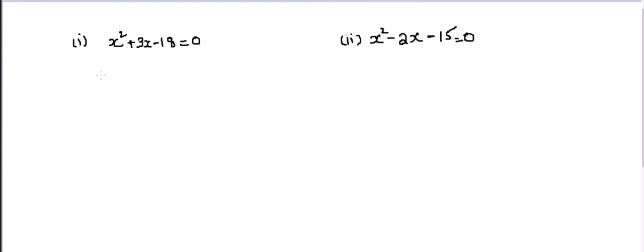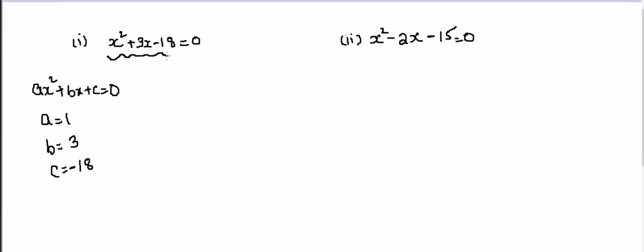The very first thing, as I told you, is to compare this with the standard equation. The standard equation is ax squared plus bx plus c equals 0. On comparing it, we'll get a equals 1, b equals 3 and c equals minus 18 in this equation. Now we want the product of two numbers to be the multiplication of a and c, that is minus 18. So we have to find two numbers and their sum should be equal to b, which is 3.